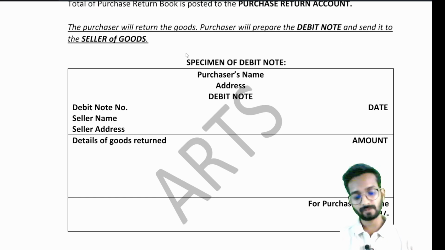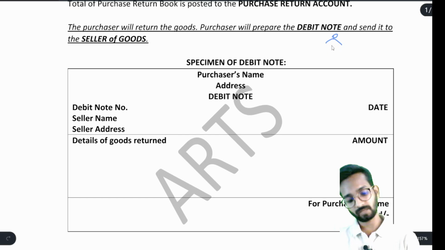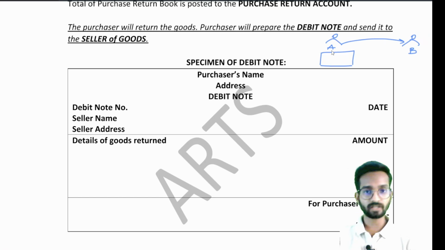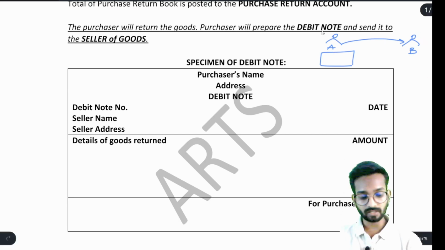Suppose this is the purchaser named A. We purchased goods from a person called B. Now A wants to return some goods to B. So what does A have to do? A has to make a list of the goods he wants to return to B. That list, or you can say the details of the goods which A wants to return to B, he will write in the debit note.